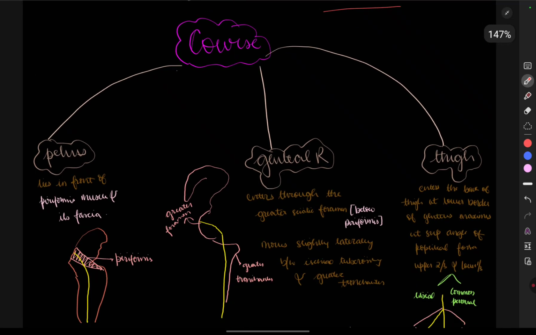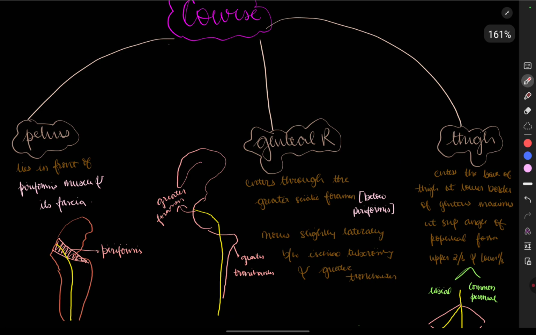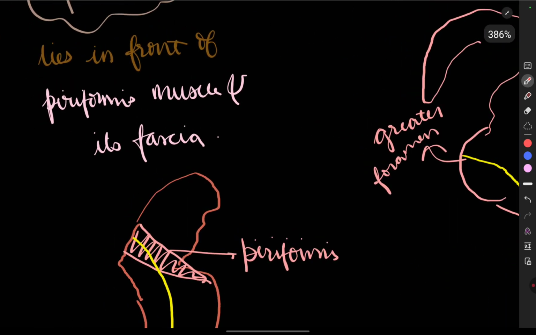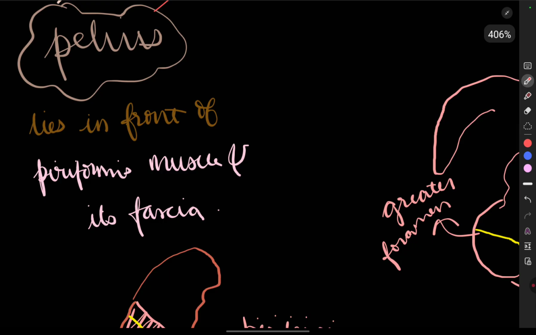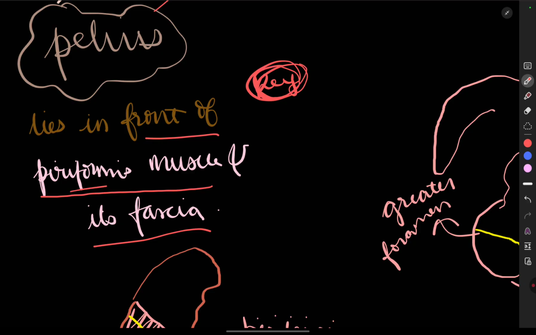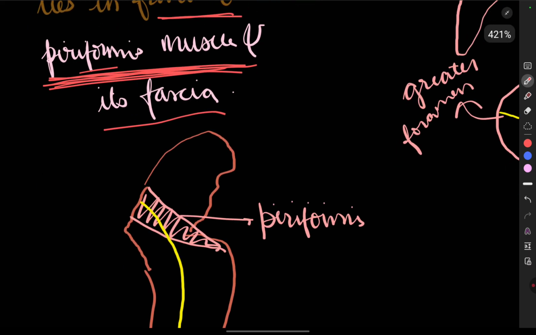Now we'll see the course in detail. The course is in three regions: the pelvic region, the gluteal region and the thigh region. How do we trace it? It lies in front of the piriformis muscle and its fascia. The piriformis muscle is a key muscle in the gluteal region. The nerve lies in front of the muscle.